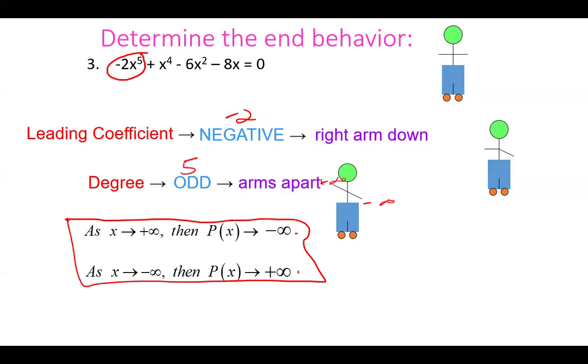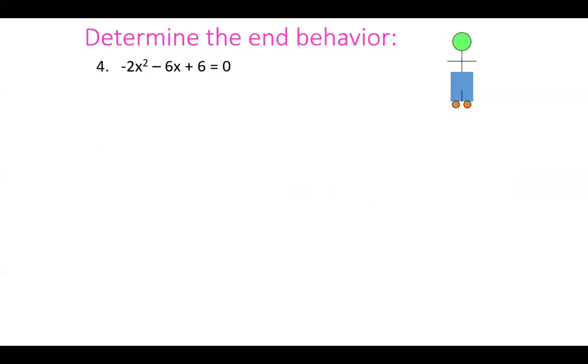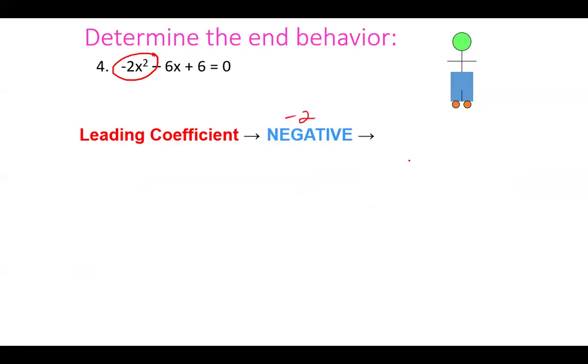Are you with me? All right. One more as a class. We're going to check. We're in polynomial standard form. So our leading term is this guy. Based on our leading term, our leading coefficient, is it positive or negative? Negative, because we have a negative 2. Because it is negative, that means my right side is going to be going down.